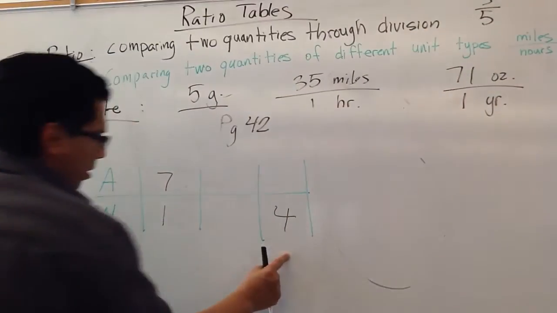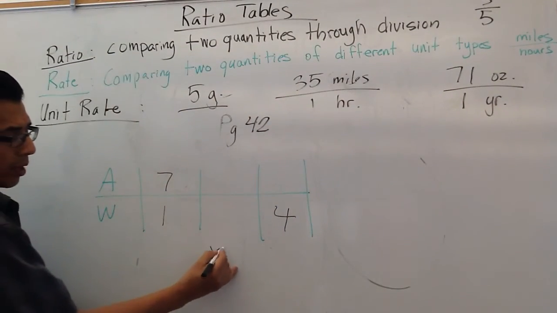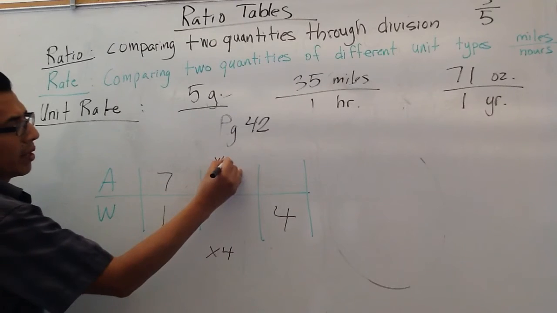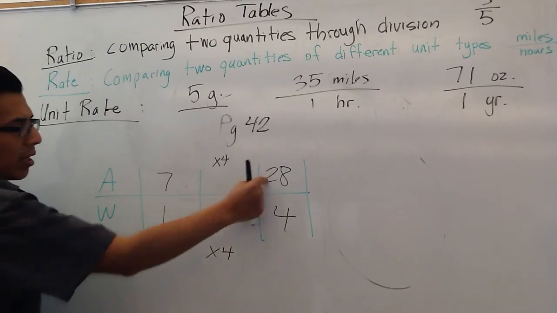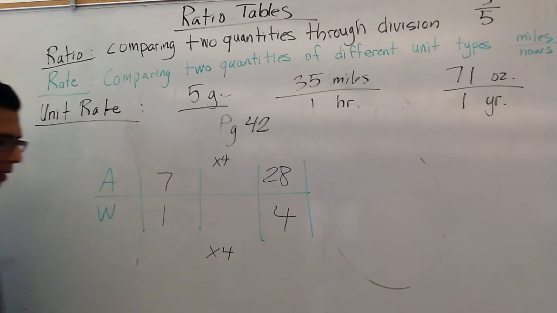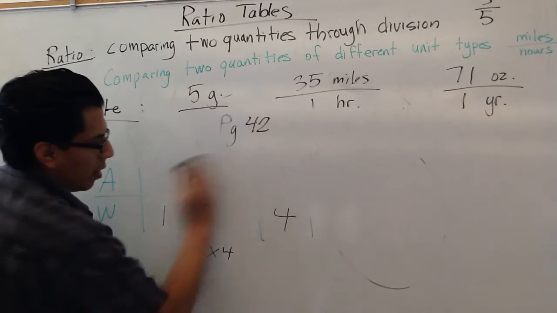How did we go from here to here? Well, we multiplied by 4. Therefore, we must multiply the top position by 4. And in 4 weeks, we'll have $28 of allowance. All right, let's try another one.